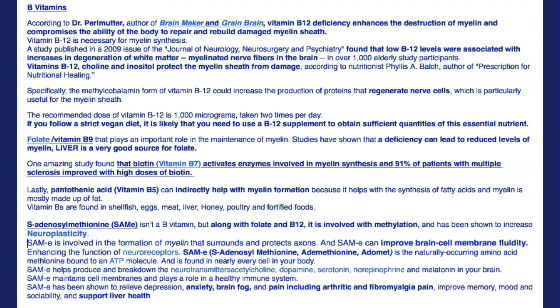Lastly, pantothenic acid, vitamin B5, can indirectly help with myelin formation because it helps with the synthesis of fatty acids, and myelin is mostly made up of fat. B vitamins are found in shellfish, eggs, meat, liver, honey, poultry, and fortified foods.